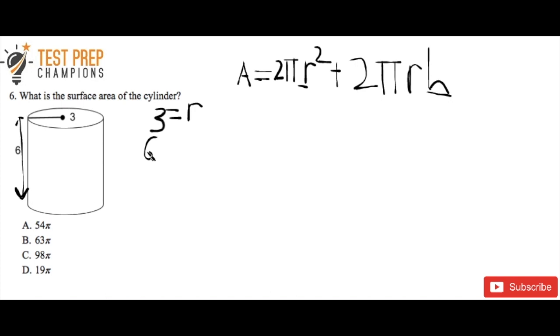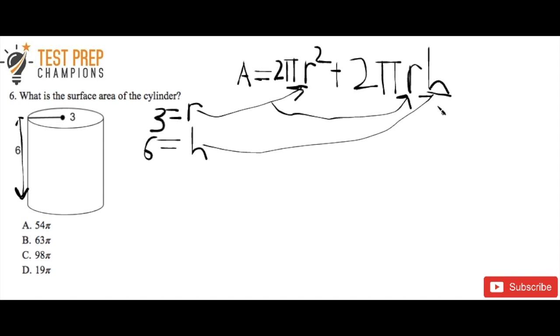So 6 equals h. They'll usually tell you what a shape is, but if you want to remember a cylinder, just think of a soda can, because it looks like a soda can, doesn't it? Kind of from the side angle or from the front. So just file that away in your memory as well. Now, as always, we're going to plug the 3 in everywhere we see an r in the equation, and we're going to do the same with h. We're going to plug 6 in for h.